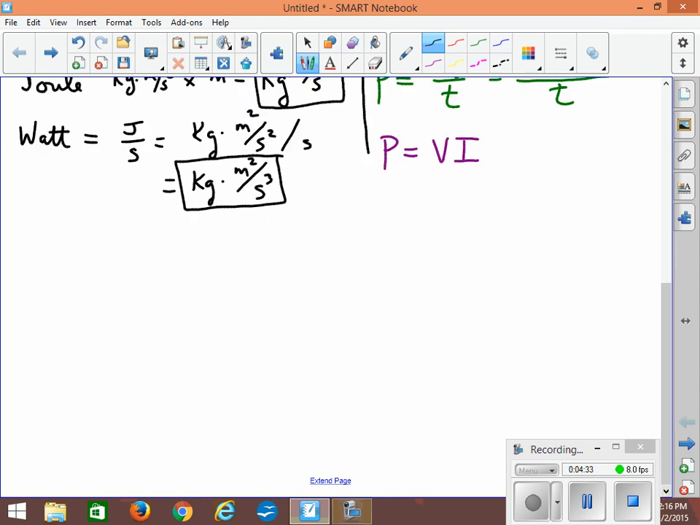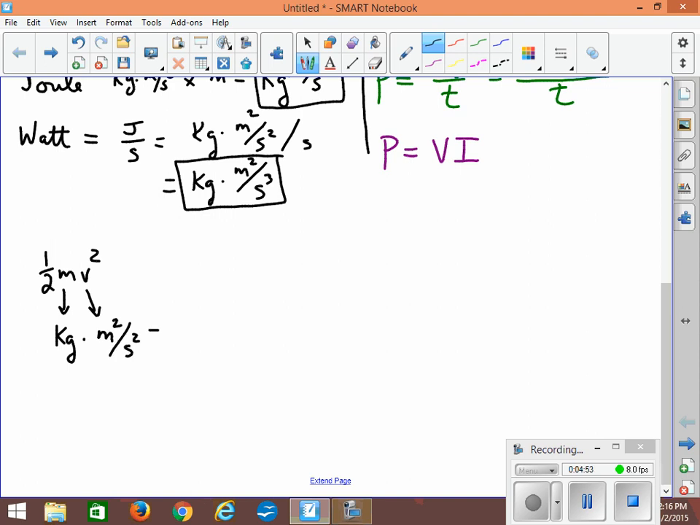But now let's look at our examples. For a change in kinetic energy, we're talking about, if you look at kinetic energy, 1/2 mv squared. Well, a mass is measured in kilograms, and v squared is meters squared per second squared, because it's meters per second squared.